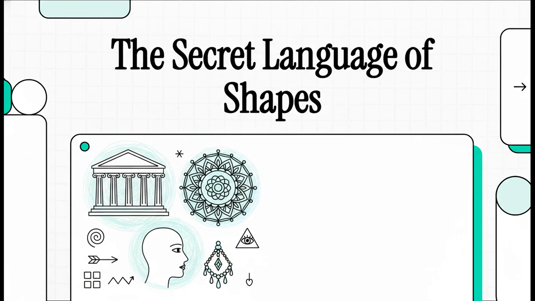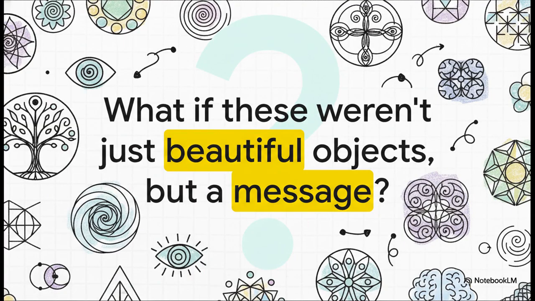You know that feeling when you look at a piece of art or an old building or even a piece of jewelry and you just get a sense that it's trying to tell you something? The world all around us is actually speaking a kind of hidden language, not with words, but with shapes and lines and forms. So, let's just dive right into that idea.